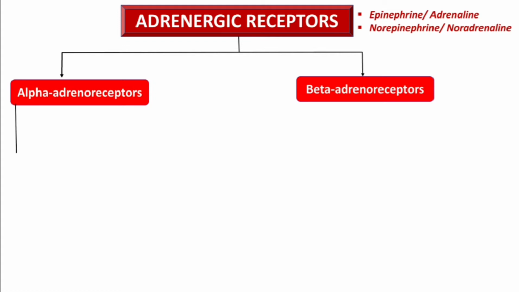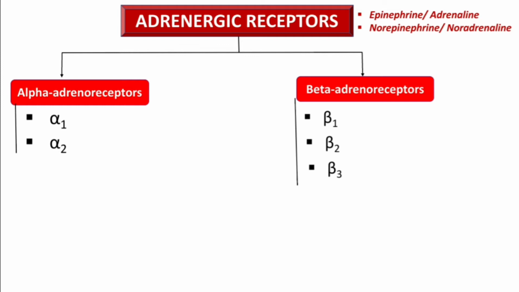Alpha adrenoreceptors can be classified into alpha 1 and alpha 2. Beta adrenoreceptors can be further classified into beta 1, beta 2, and beta 3 adrenoreceptors. As I said in the previous video, adrenergic receptors are also G protein coupled receptors, or 7-pass receptors. In the previous video we were talking about cholinergic receptors, so you can check the playlist and watch that video first.